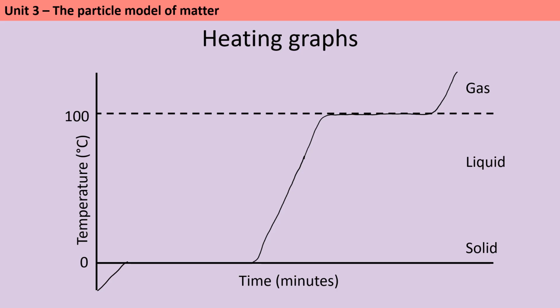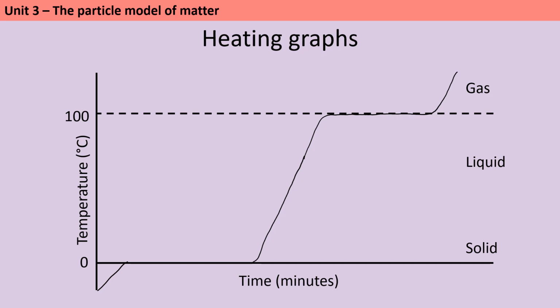As you're heating a substance, the energy stored within the system will increase, but that isn't always reflected by an increase in temperature. If we take some ice and we heat it up, we actually see a graph that looks a bit like this, which might come as a bit of a surprise because you might expect the temperature to just go up in one nice straight line.